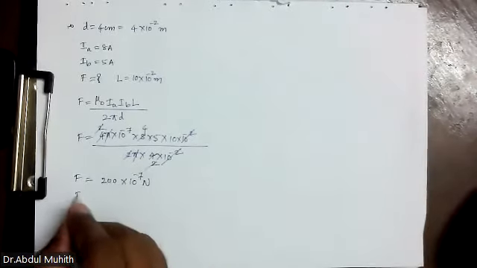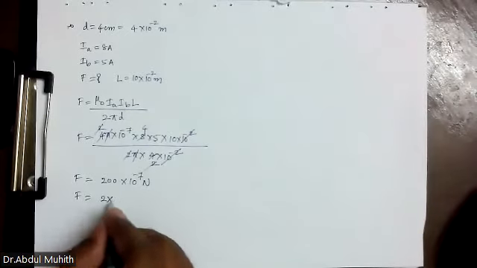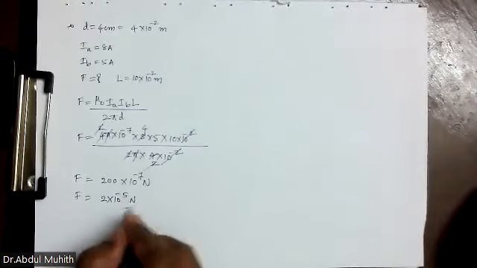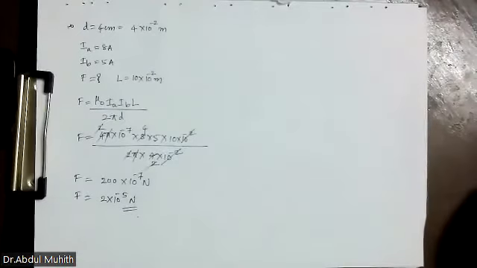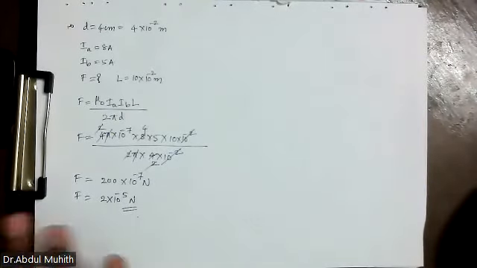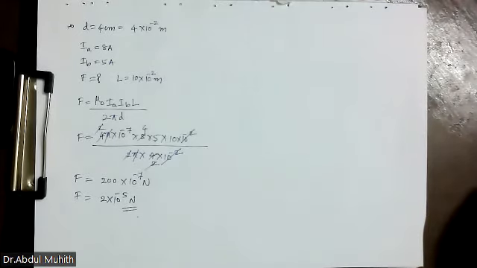We'll write it in scientific form: 2 into 10 to the power of minus 5 newton. This much is the force acting on one wire due to the other wire. Clear? Whether it is the first wire on the second wire or the second wire on the first wire, it's the same. It won't be different, only the minus sign and plus sign. Is that clear, all of you?